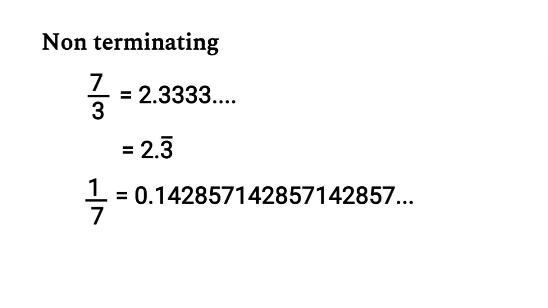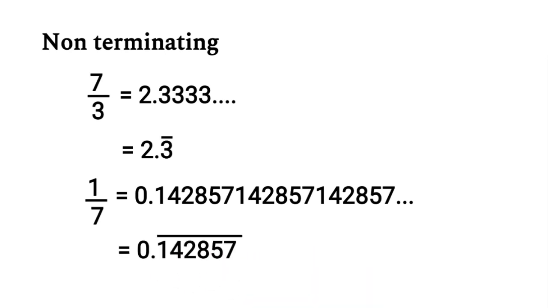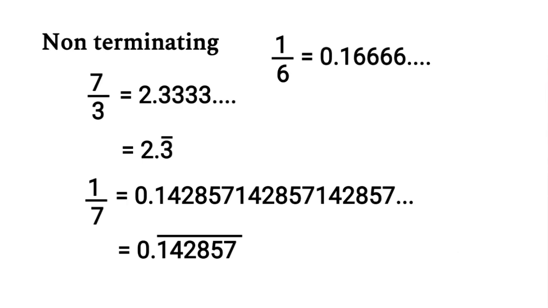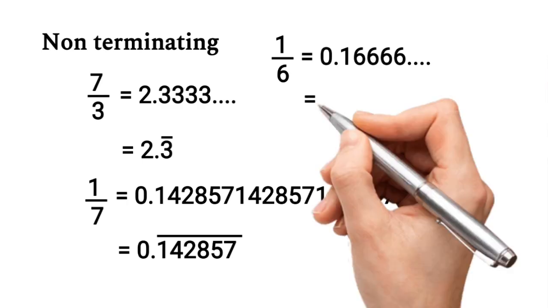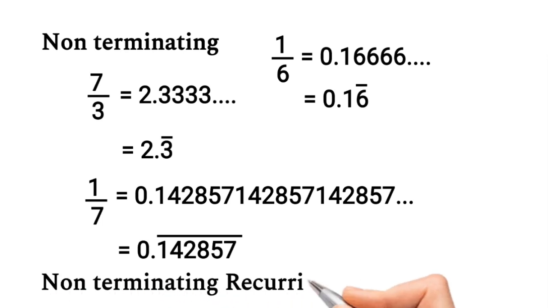So if you look at the answer here, can you see the repeating pattern? That's right, it's 0.142857 recurring. Let's see another example, 1 by 6. It is 0.16666, and it just keeps repeating. But notice that we write the bar on top of 6 only, because only the 6 is repeating. So these are called non-terminating recurring decimal numbers.